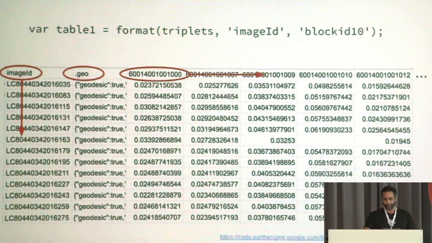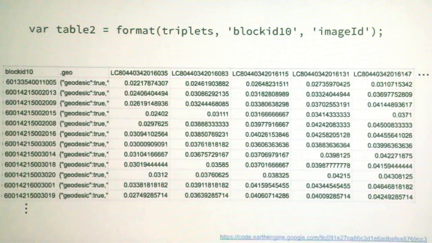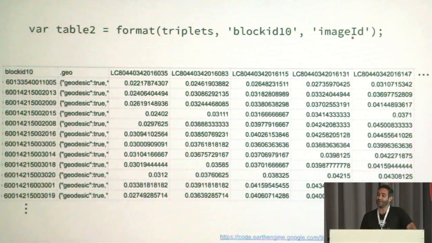Okay, this is one of the formats you might want. Here's another format that you might want. In this case, I've just swapped the image ID for the block ID in the order of arguments to this function. And now the row ID is going to be the blocks, and the image ID is going to be the columns. And that's what you get.